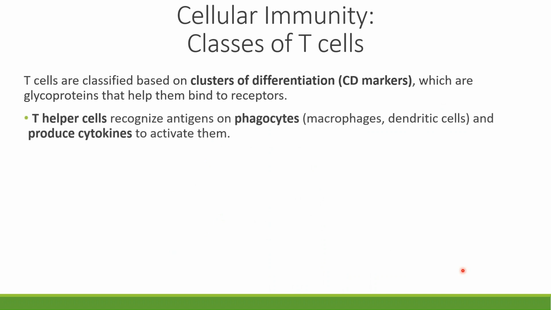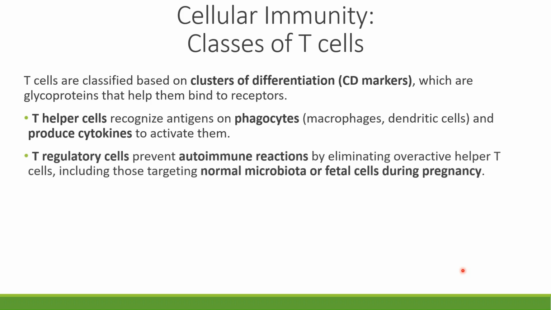Well, let's go through those. So the T helper cell recognizes antigens presented on phagocytes, such as macrophages and dendritic cells. And once activated, they produce their cytokines, as we saw in the humoral immunity. So they can produce cytokines that stimulate and coordinate the immune response.